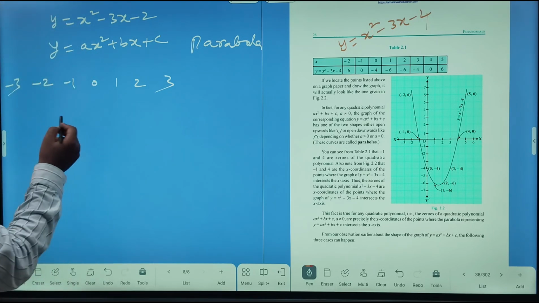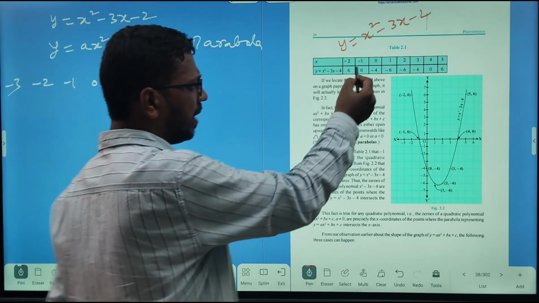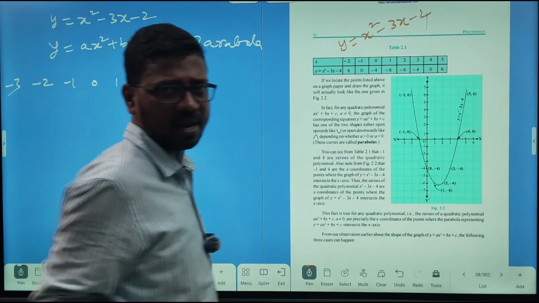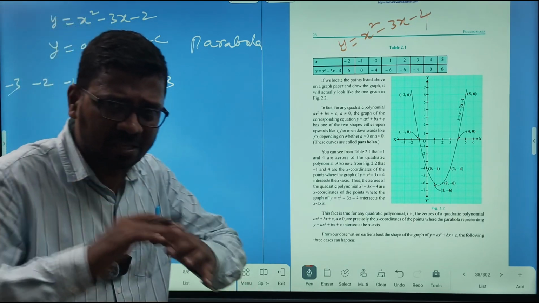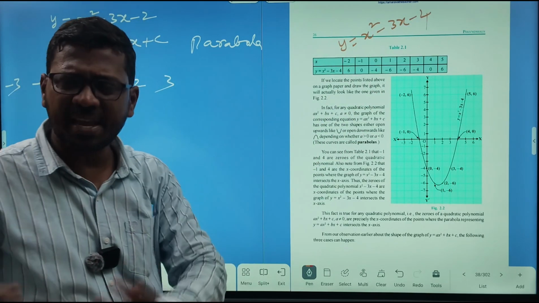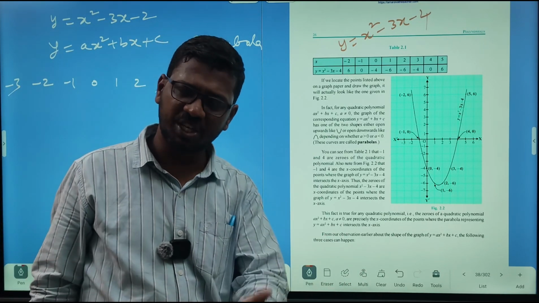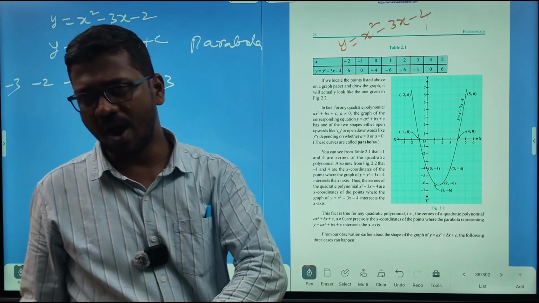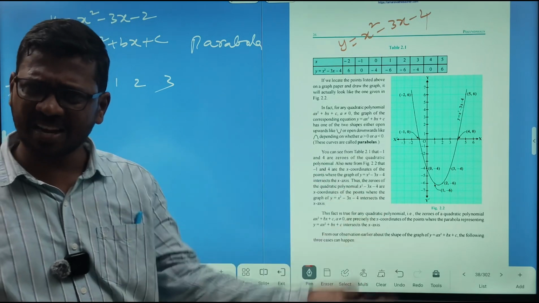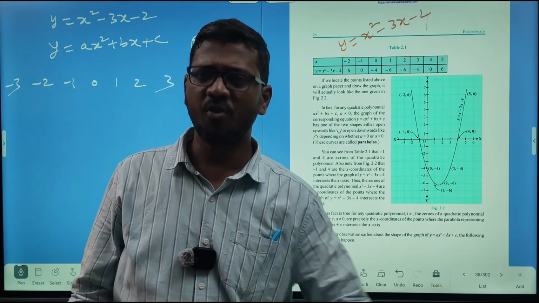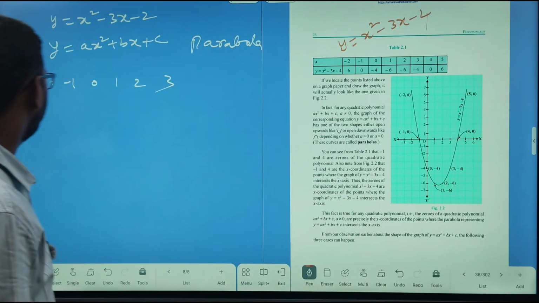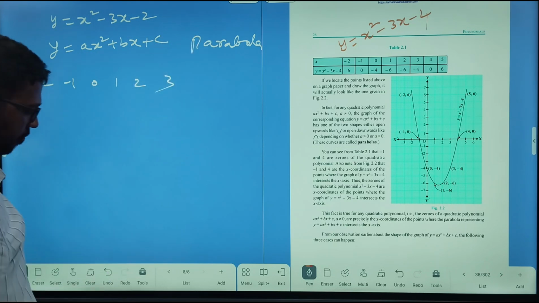So for minus 3, minus 2, of course, they took here in the example minus 2, minus 1, 0, 1, 2, 3, 4, 5, like that. You need not take only those points. You can take any points: minus 5, minus 3, 0, 1, 4, 7, like that also, no problem. A few points you will take.